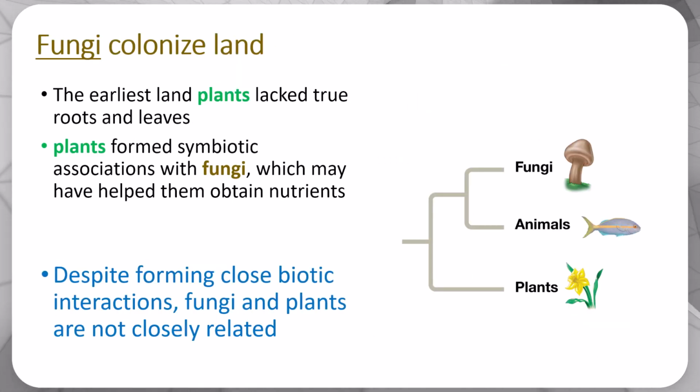So the earliest land plants lacked true roots and leaves, so plants formed a symbiotic association with fungi, and those fungi helped them obtain nutrients. However, despite this close interaction, fungi and plants are actually not closely related. Animals are actually more closely related to fungi than fungi and plants are to each other. So if you remember the eukaryotic supergroups, remember the plants are in a different supergroup than animals and fungi are.